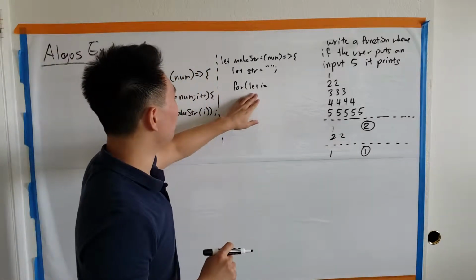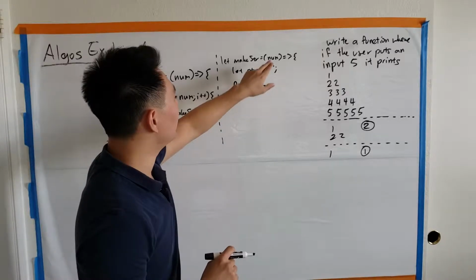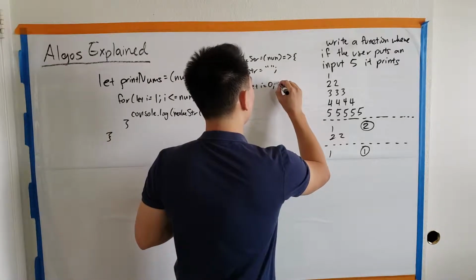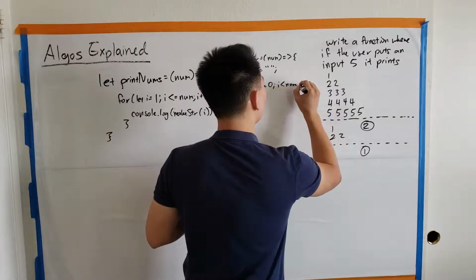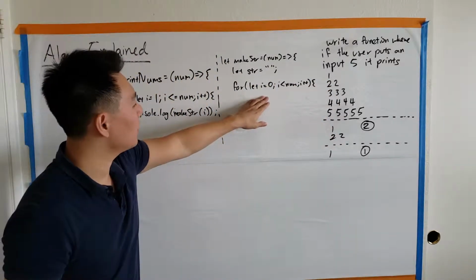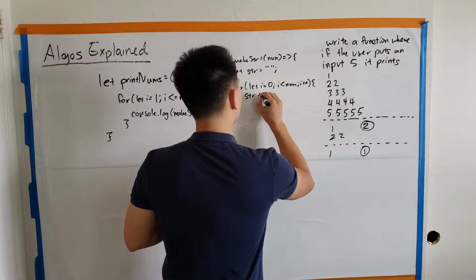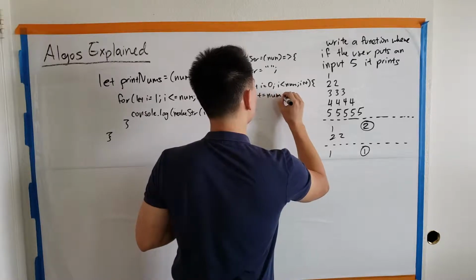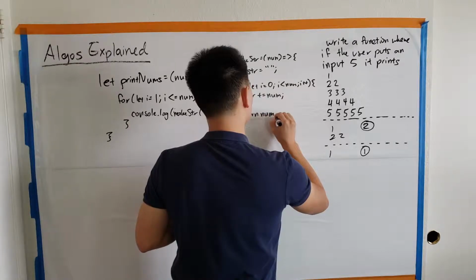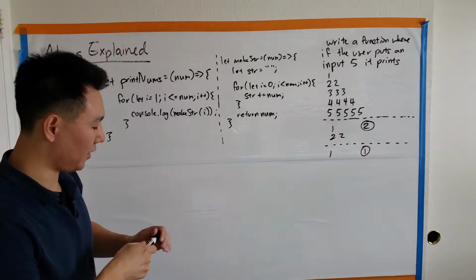And so let's see, we're going to have to create our loop num times, so let's start it at 0. This time let's start it at 0, and i is less than num, and i plus plus. And so once we do that, we're going to do a string plus equals num, end it there, and return num.